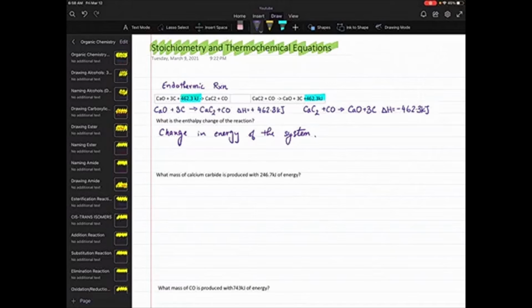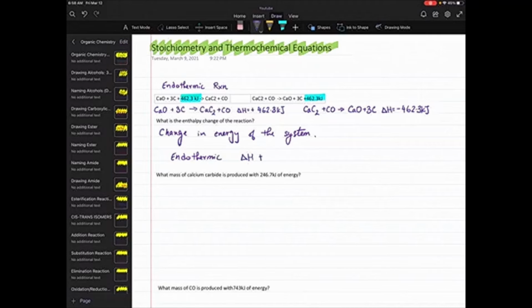In the same way, it is easier to tell the change in energy of the system rather than finding the absolute energy of a system. And so that is enthalpy change. Enthalpy change is essentially the change in energy of the system. If the system absorbs energy, so endothermic, the system absorbs energy, the delta H is going to be positive.